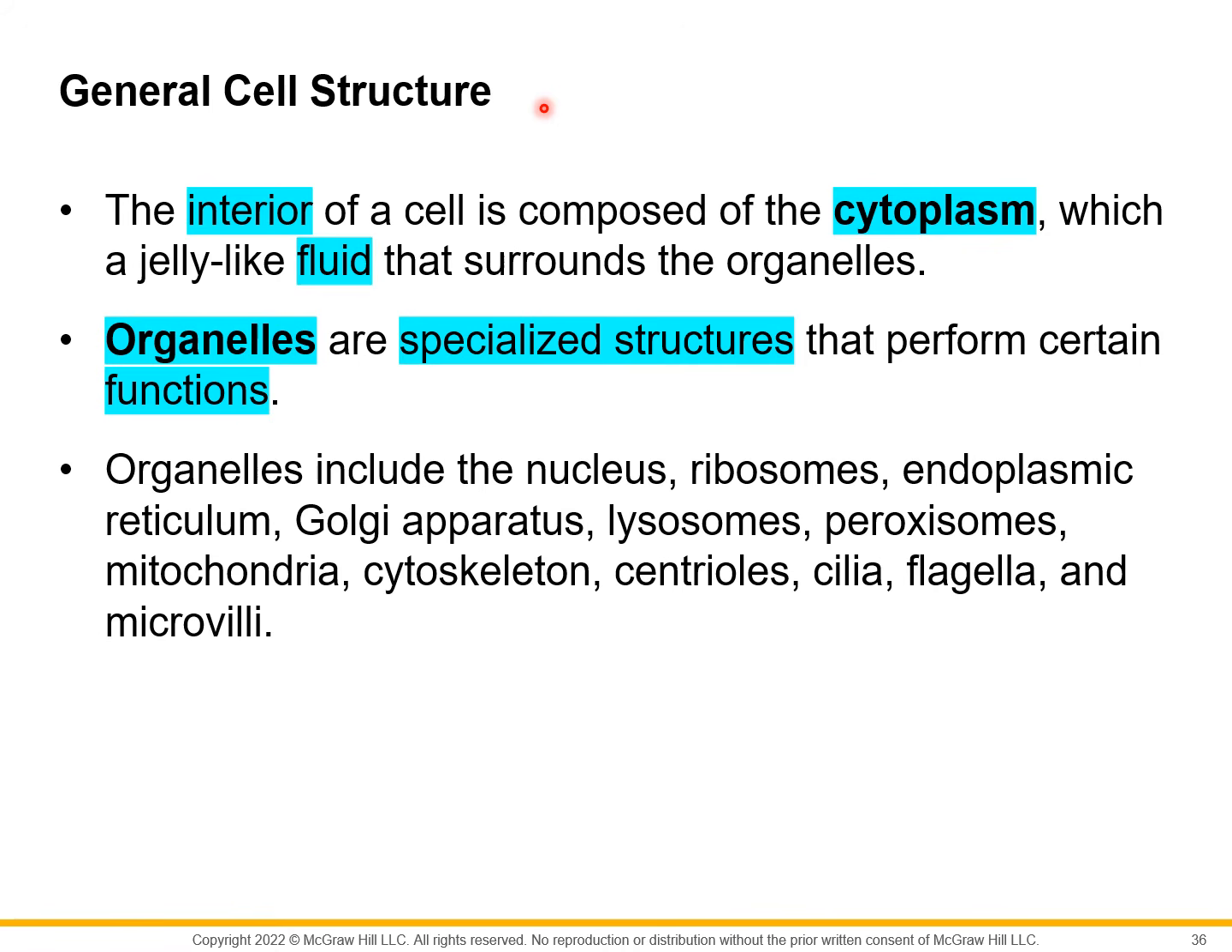Let's now talk about the general cell structure. So the interior of a cell is composed of a cytoplasm, which again, we've described as a jelly-like fluid that surrounds and holds the organelles. All right, so basically, yung mga organelles or yung mga maliliit na structure na nasa loob ng cell, they're kind of like floating around thanks to the cytoplasm. So next, the organelles are specialized structures that perform certain functions. So magkakaibang organelles, magkakaiba yung itsura nila, and magkakaiba din yung pakinabang nila.